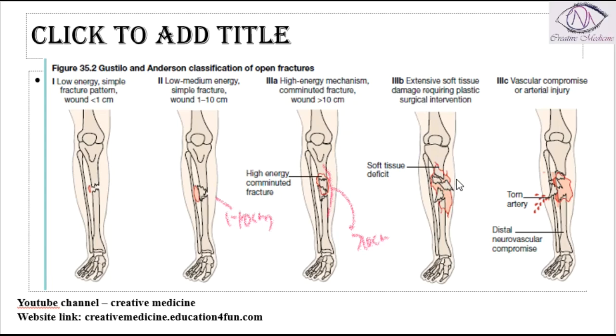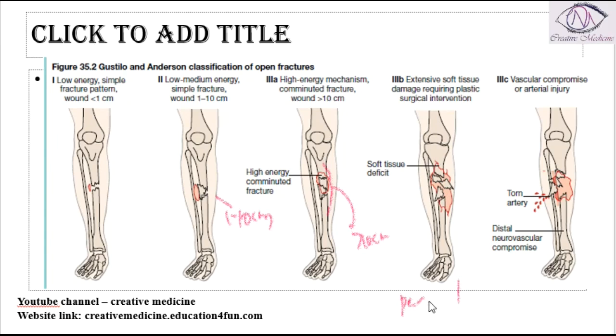Along with that, the wound is more than 10 centimeters in size with periosteal stripping present. Whereas in stage 3C, neurovascular injury can be seen.